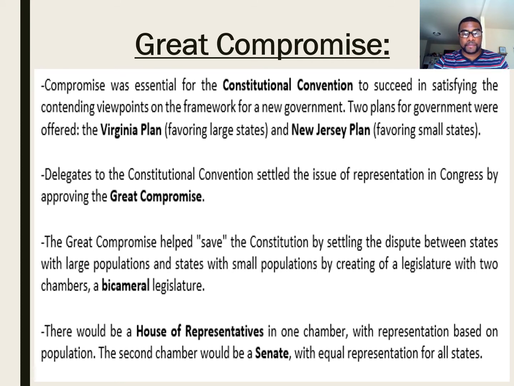The Great Compromise helped save the Constitution by settling the dispute between states with larger populations and states with smaller populations, by creating a legislature with two chambers, a bicameral legislature. There would be a House of Representatives in one chamber, with the representation being based off population, and the second chamber would be a Senate, which would have equal representation for all states.